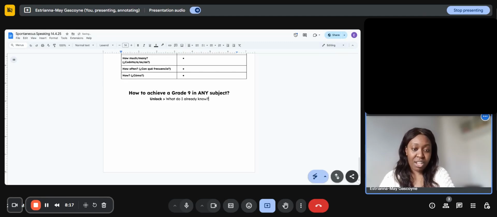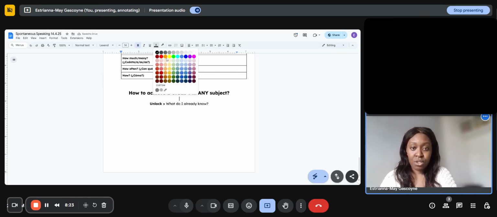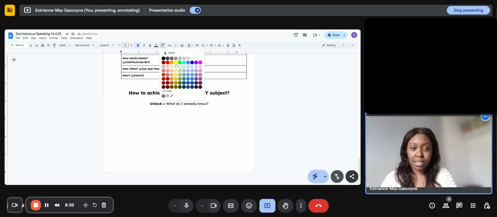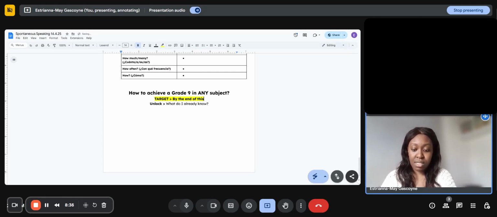So remember, you should have a target for each section. By the end of this session, I will be able to fill it in. Okay, so that's what you should have.